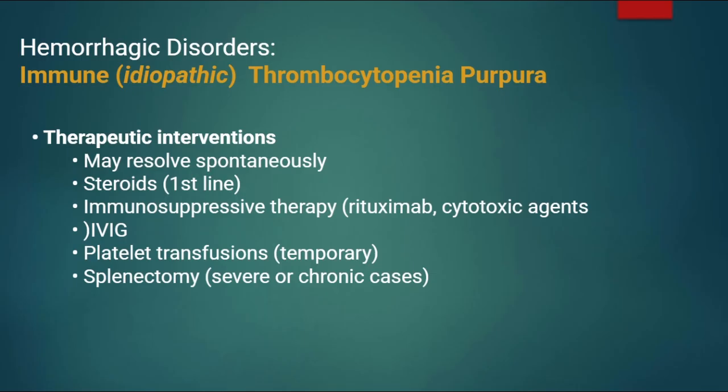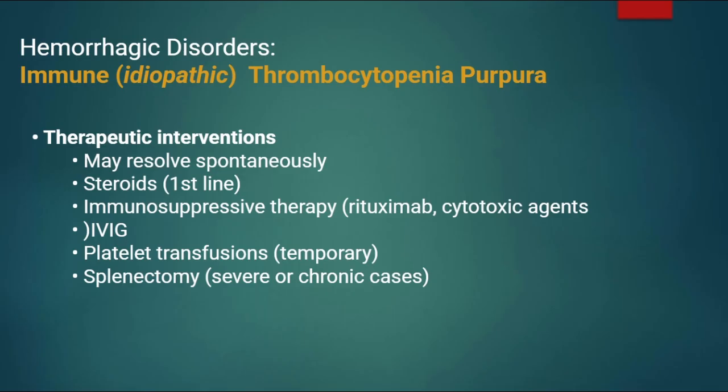Now let's focus on the therapeutic interventions for immune or idiopathic thrombocytopenia purpura, also known as ITP. In some mild cases, especially in children, ITP may resolve on its own without treatment. However, if the platelet count is very low or if bleeding is present, interventions are necessary. Steroids such as prednisone are often the first line of therapy. They help suppress the immune system so it stops attacking platelets.